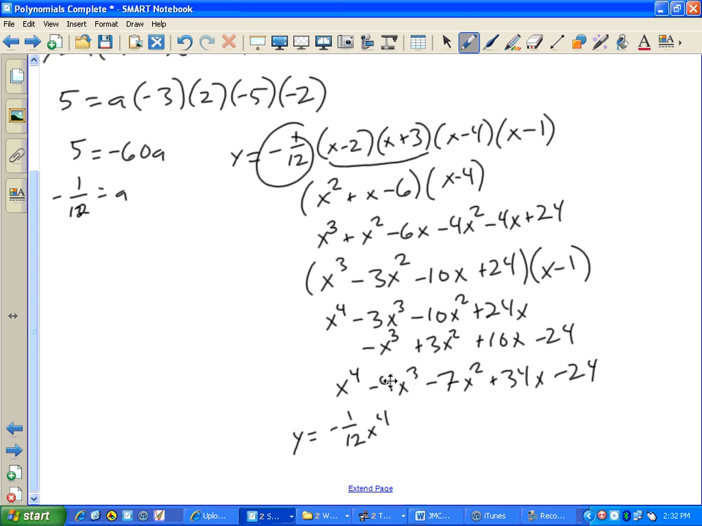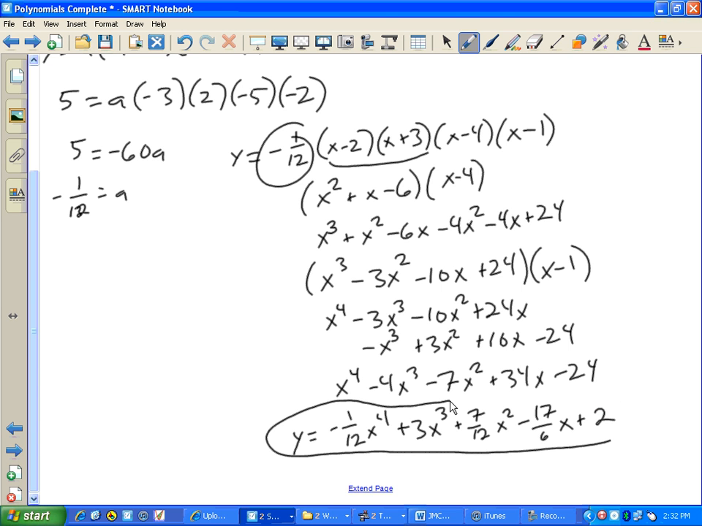So 1/12 times this is going to leave me with -3. This is going to be, oh wait, it was negative. That should be positive. Negative. This will be positive 7/12 x squared. This will be negative 34. The 2 from this, so cancel the 2 from that and make it 17/6. And here this will turn into just positive 2. And that would be my equation of the polynomial that has those roots and goes through the given point that I had.